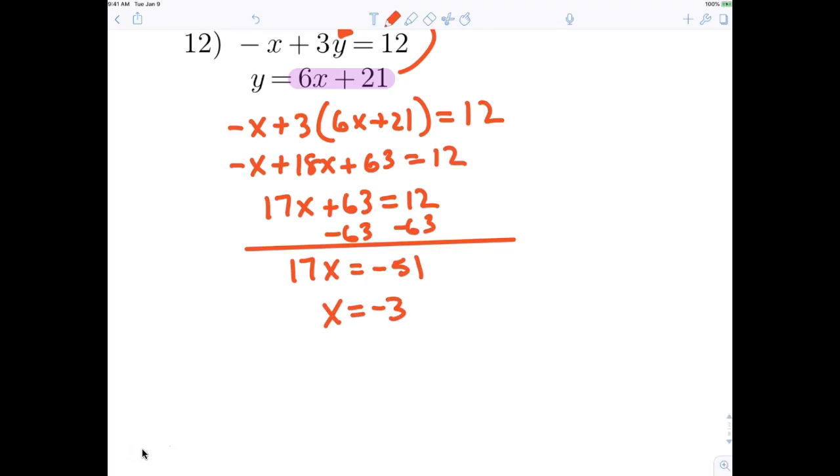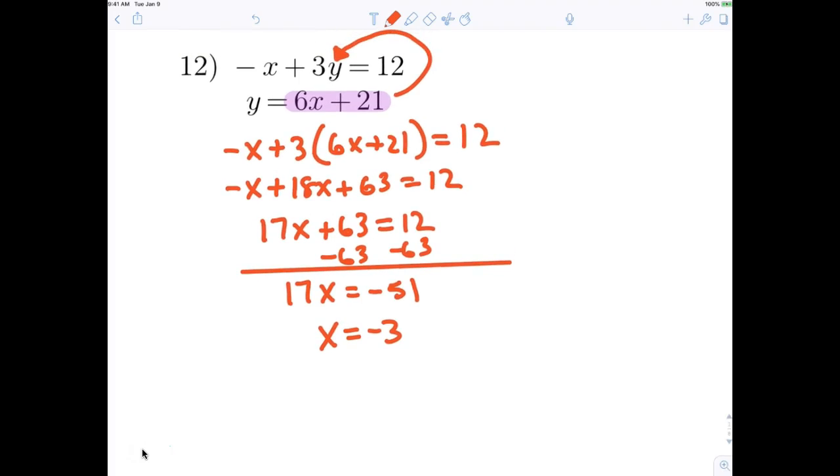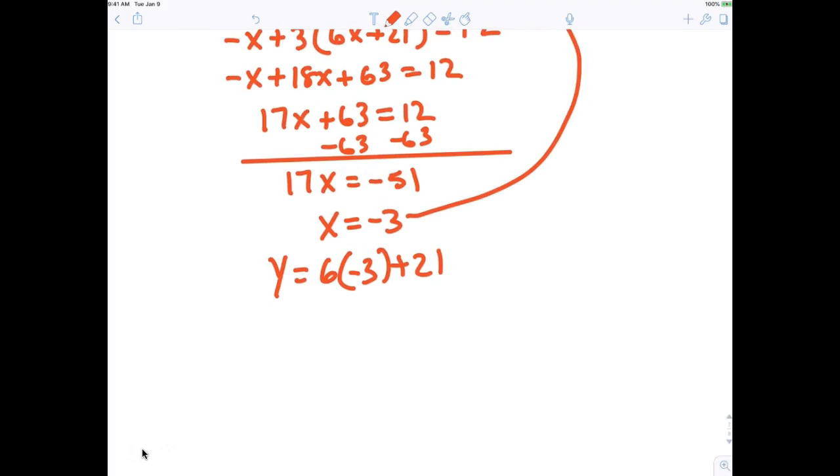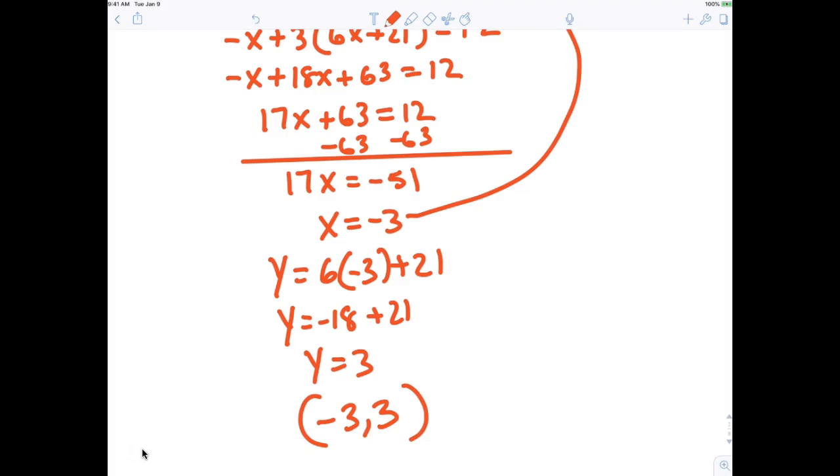All right, now again, try to watch. I'm putting x into the easiest one right in here. So y equals negative 18 plus 21. So y equals 3. Negative 3 comma 3. Any issues? All right, so that's 12.